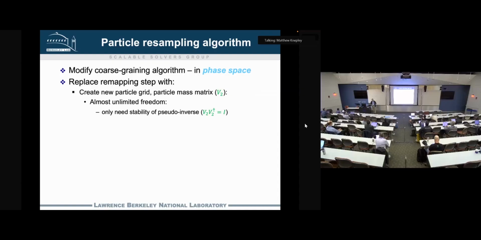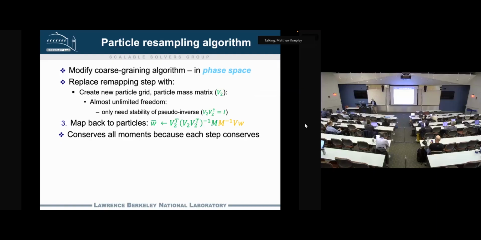But you just have to ensure that you have this pseudo-inverse property and it'll work. And then you just map back the same process as before, but now you just use your new particle weights. And this is kind of trivially conservative because you've got two things in serial that are both conservative. And so this is also conservative.